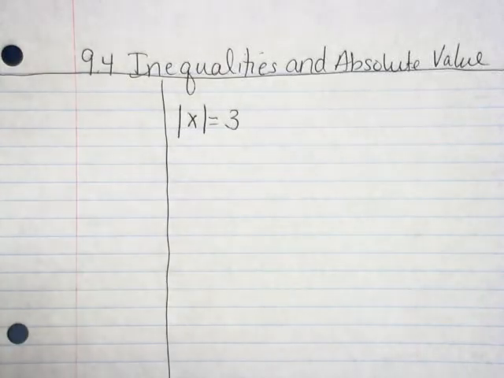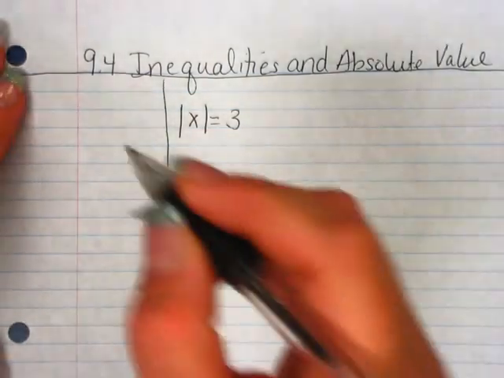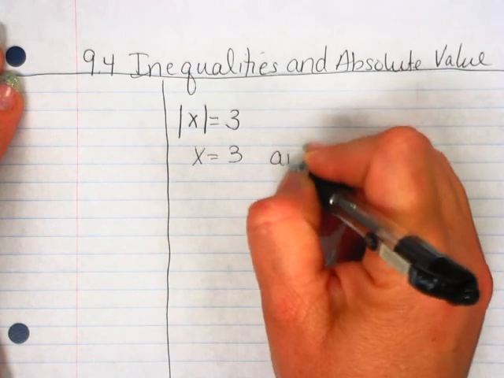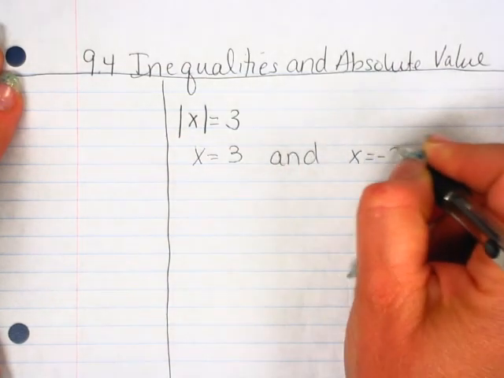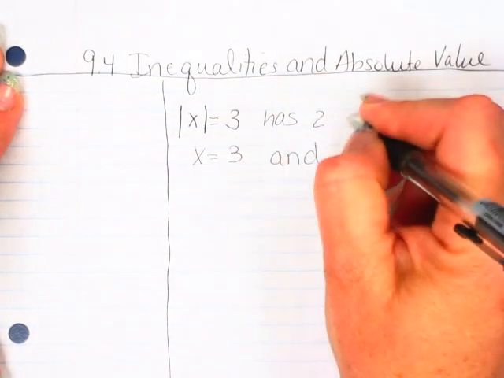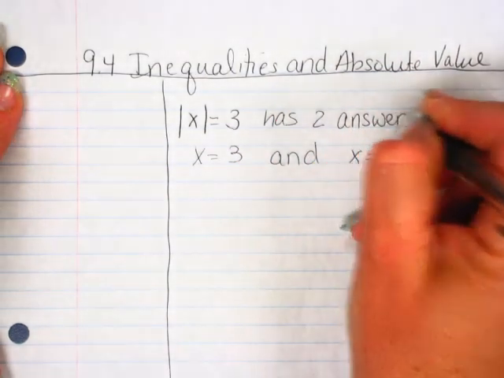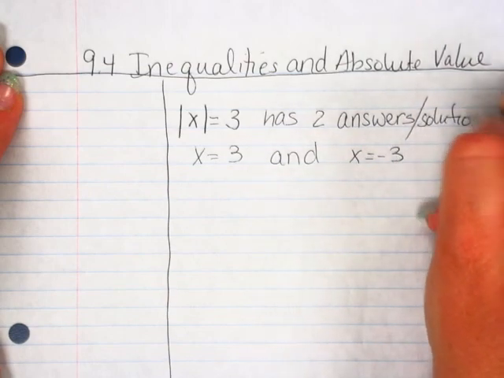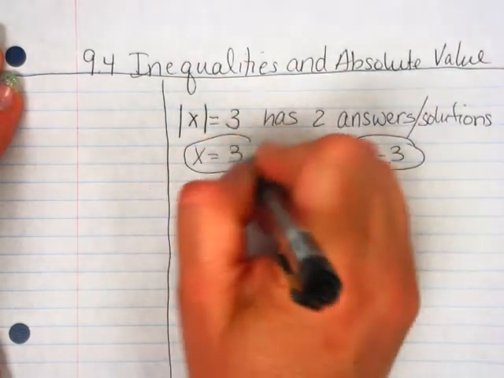Okay, we have 9.4, inequalities and absolute value. Let's start with where we left off last section. We're looking at the absolute value of x equals 3, and remember that we rewrite that as x equals 3 and x equals negative 3. So this has two answers, or solutions, and that would be negative 3 and 3.